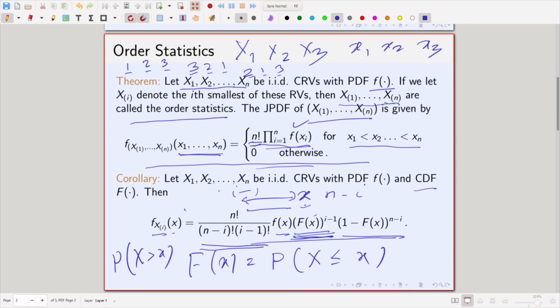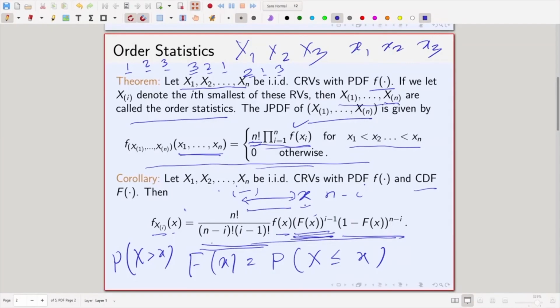So you have to choose which ones will be among the first i minus 1 and which ones will be in the later n minus i. Given n things, how many ways can you form such groups? Again, that's just permutation and combination. It is just n factorial divided by (n minus i) factorial times (i minus 1) factorial. That gives you this density.